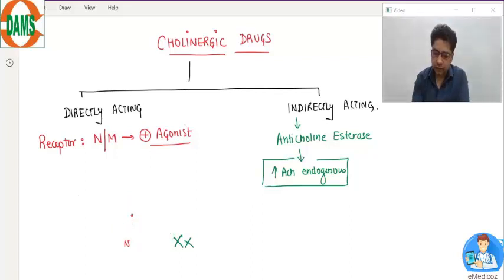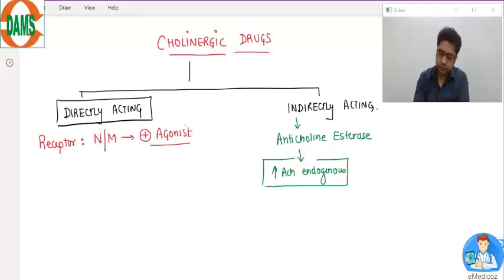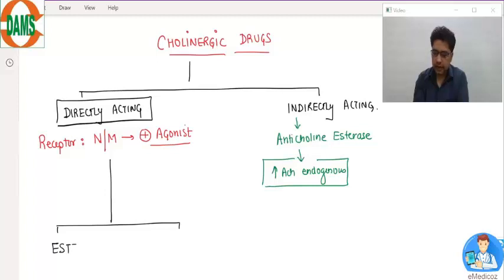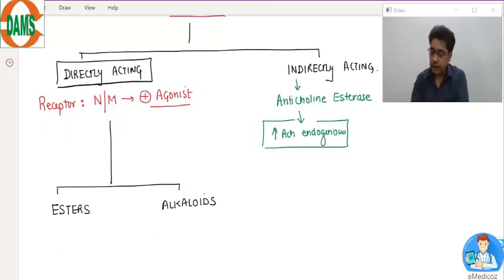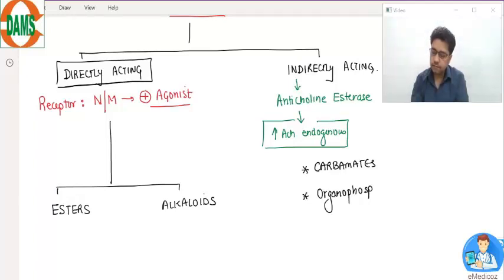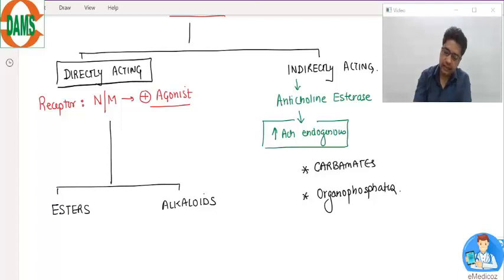Now, we will be starting first with directly acting drugs. These directly acting drugs are of two types, esters and alkaloids. Among indirectly acting drugs, which we will discuss later on, I hope we remember the names from the previous class: carbamates and organophosphates. So let's start first with directly acting cholinergic drugs.